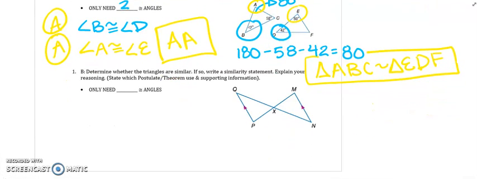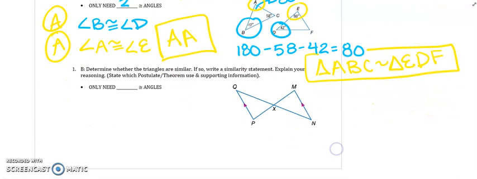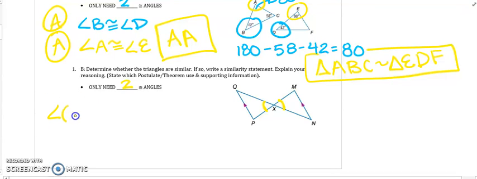Okay, we're going to do the same type thing on 1B. We're still using AA, so we only need two angles. The first thing I see when I look at this is I see my bow tie shape. So I know that angle QXP is congruent to MXN by vertical angles. And then I see my parallel lines. So I have one set of angles. That's good, but I'm going to need two.